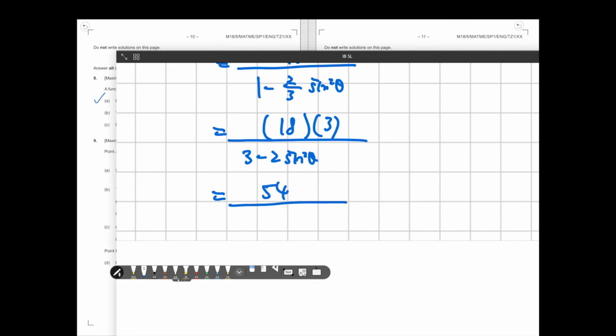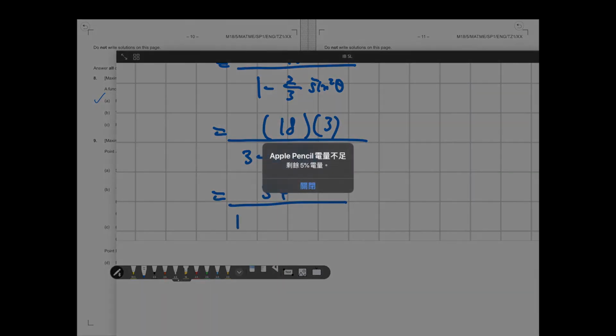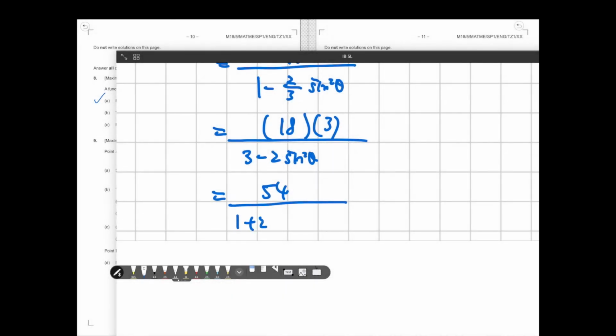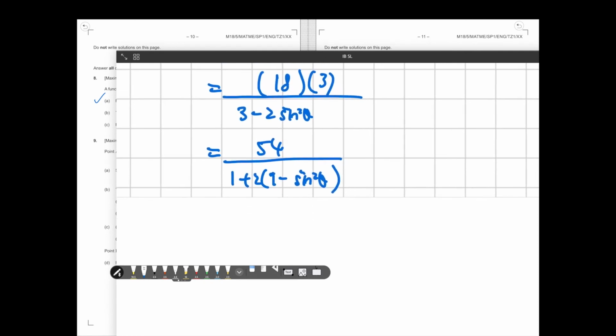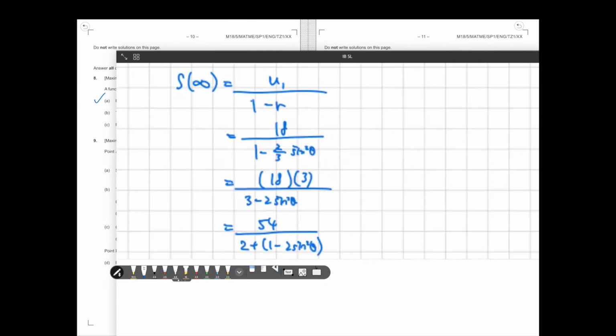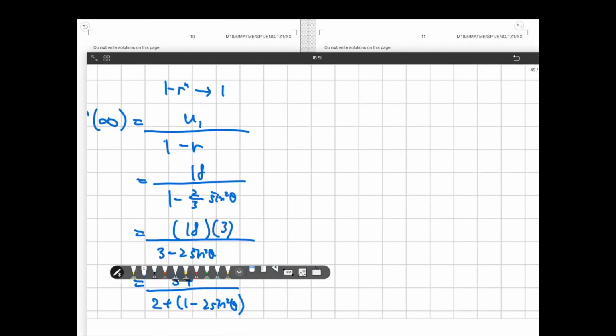And then that is 54. And from this part we have 1 plus 2 times 1 minus sine square theta. Or okay, I have another option to do this question. So I have 2 plus 1 minus 2 sine square theta. So what I'm doing is using the double angle formula.